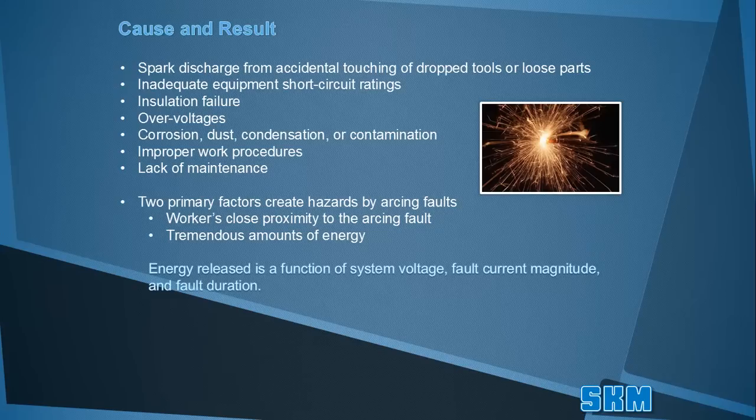What are some of the causes of arc flash? Spark discharge from accidental touching of dropped tools or loose parts, inadequate equipment short circuit ratings, installation failure, over voltages, corrosion, dust, condensation, or contamination, improper work procedures, and lack of maintenance. Two primary factors create hazards by arcing faults: workers' close proximity to the arcing fault and tremendous amounts of energy. It is also important to note that energy released is a function of system voltage, fault current magnitude, and fault duration.